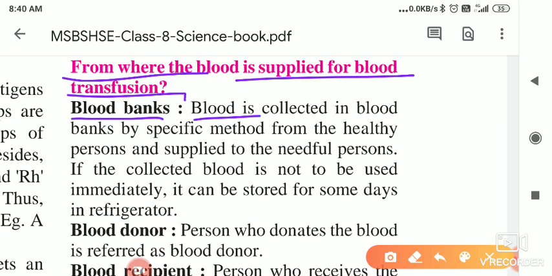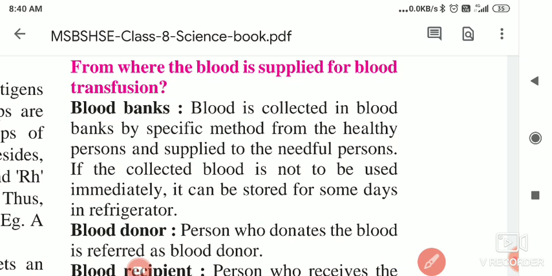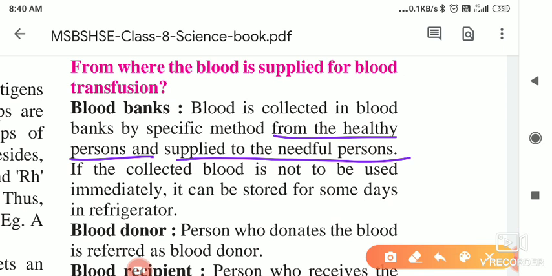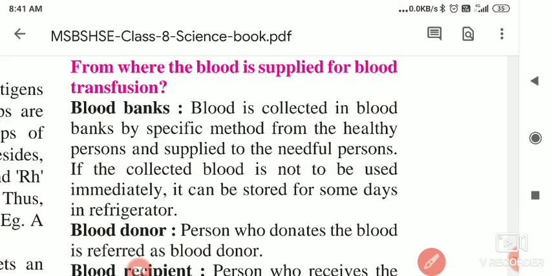Blood is collected. You know that blood camps are there, and from there the blood is collected. Blood is collected in the blood bank by a specific method, from a healthy person, and supplied to the needy person.